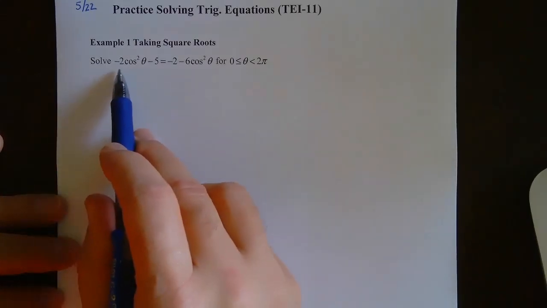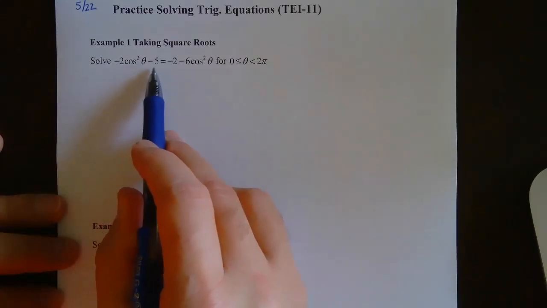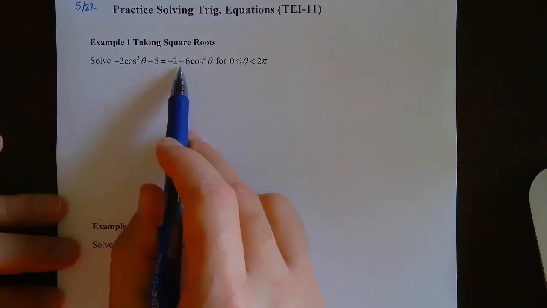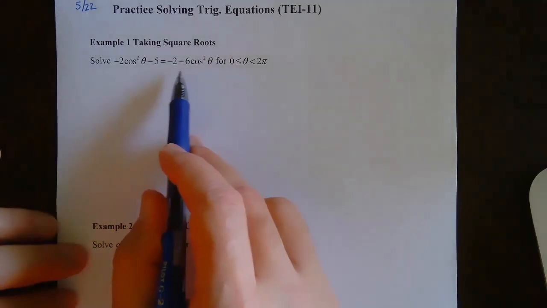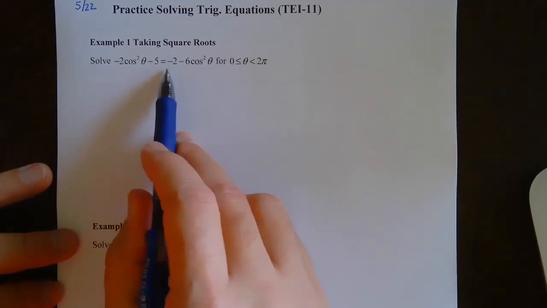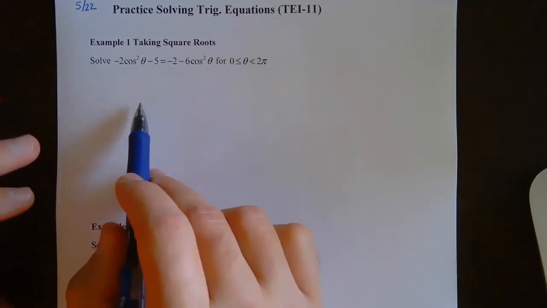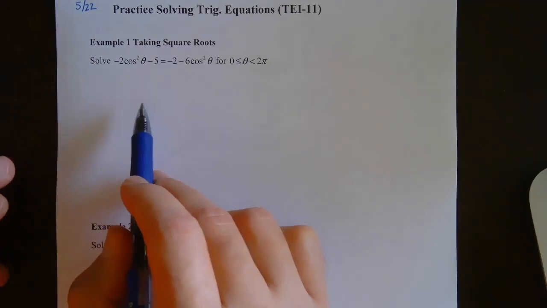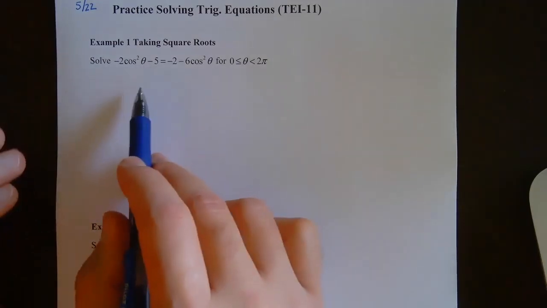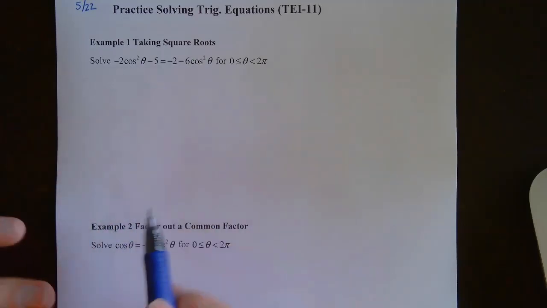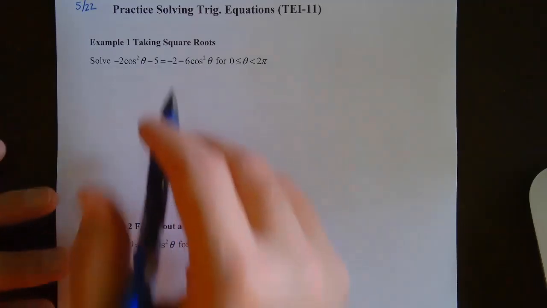So we want to solve -2 cosine squared theta minus 5 is equal to -2 minus 6 cosine squared theta. So really all we have is numbers, right? And cosine squareds. So if I can get that cosine, that one trig function, by itself, the square of it, I could just square root and I'd have an answer, okay? So let's go through and do that, okay?